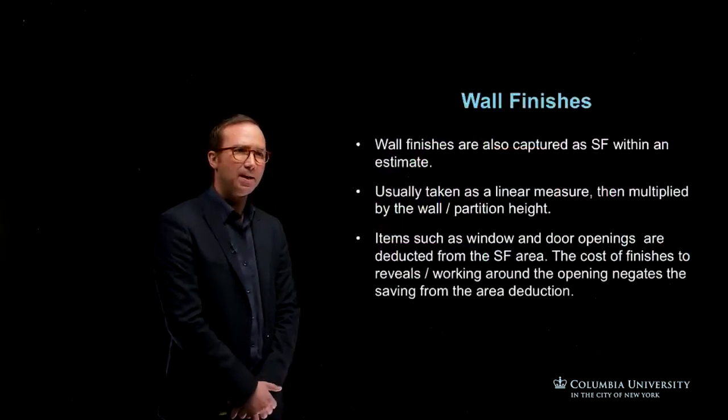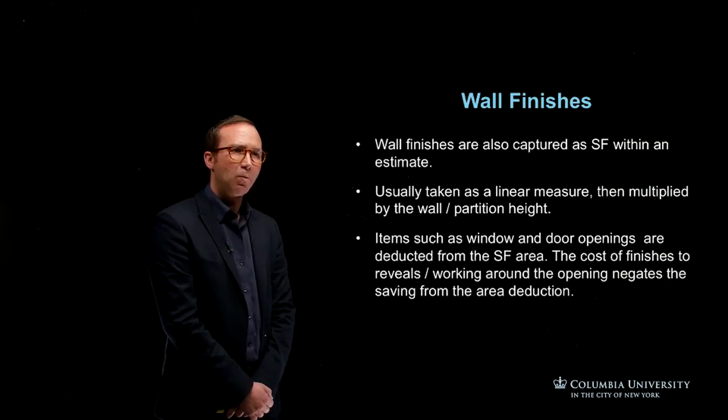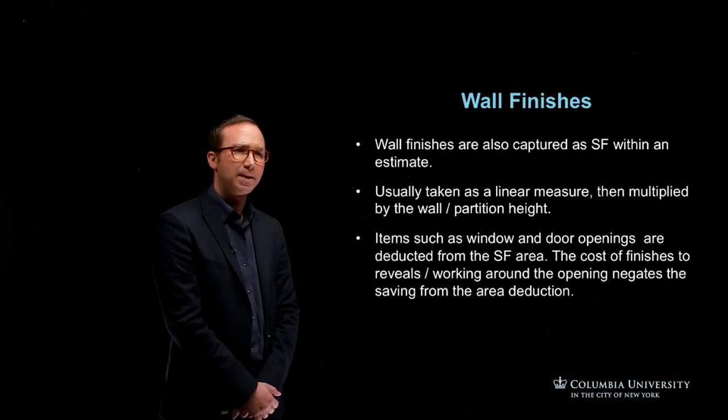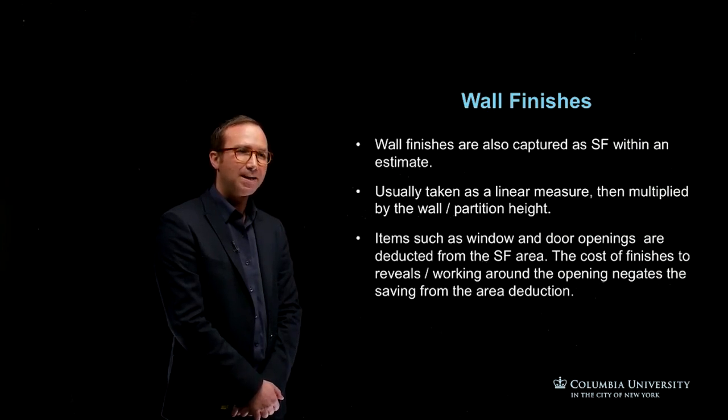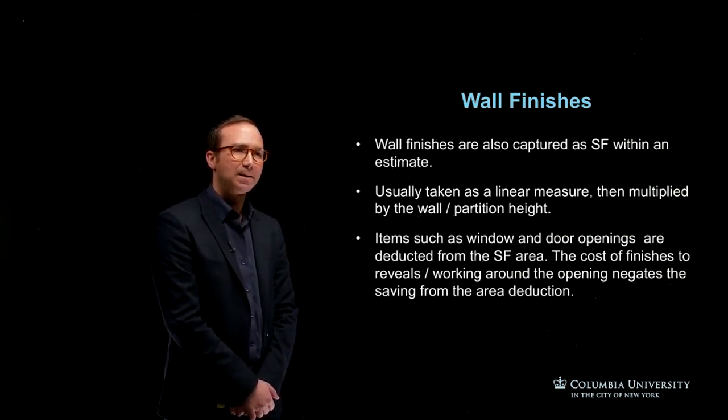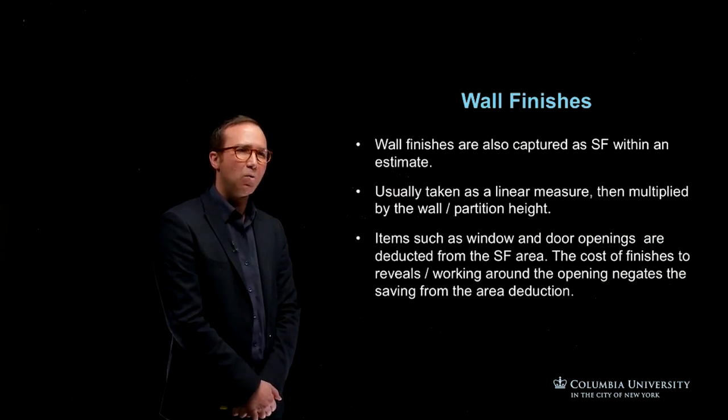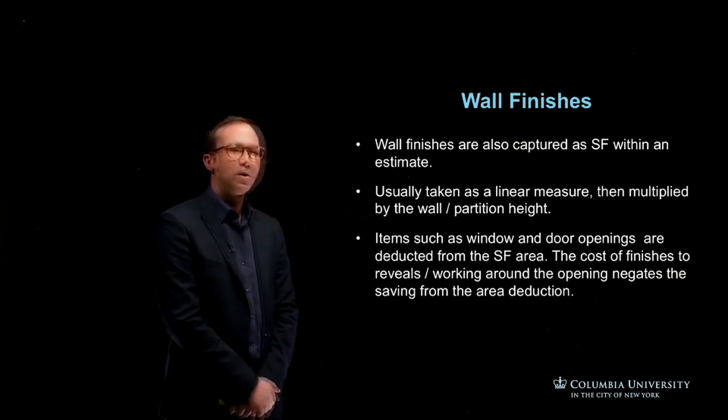So wall finishes, again, they're very simple to measure. Wall finishes are captured as square foot within the estimate. They're usually taken as a linear measure, then multiplied by the wall or partition height. Items such as windows and door openings are deducted from the square foot area if it's a schematic type of estimate or above, but again it depends on the project and the expectation of the level of detail you're going into in the estimate. Also, it's worth noting the cost of finishes to reveals working around the opening negates the saving from the area deduction.